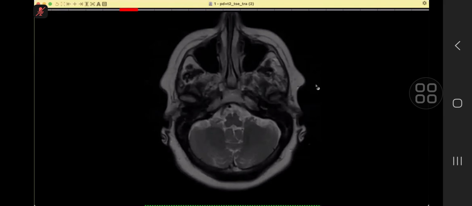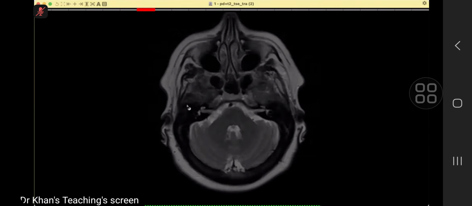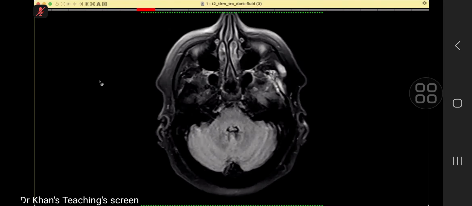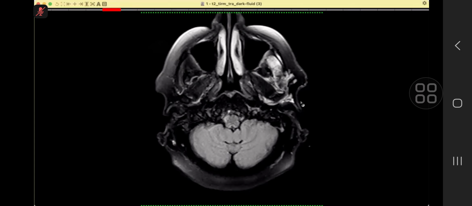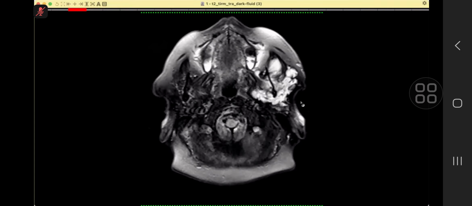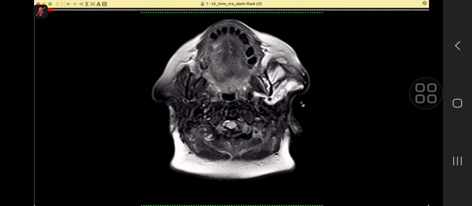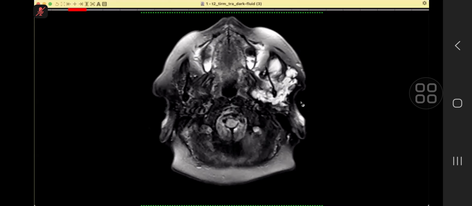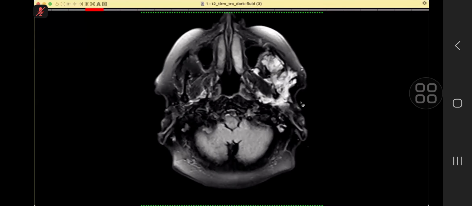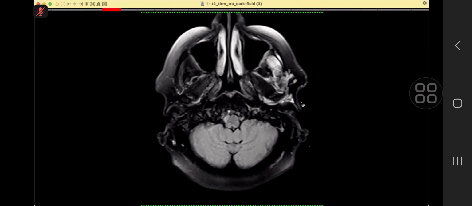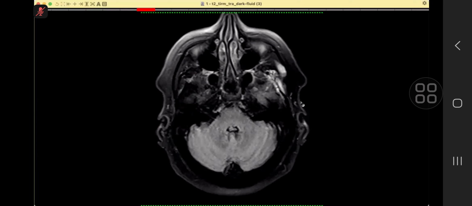Do you want to see any other sequence? Yes, sir, I want to see T1 fat set post contrast enhanced. The player for you. There is a significant mass-like enhancement seen around the angle of mandible on the right side, and it is encasing the pterygoid muscle as well as... You meant left.